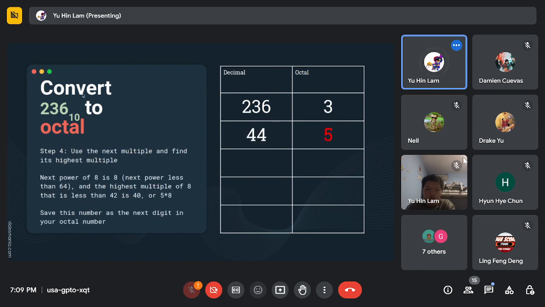And then we'll repeat these steps. So for 44, we'll just move down a power. Since previously we were on 8 to the power of 2, we just move down a power to 8 to the power of 1. This is equal to 8.